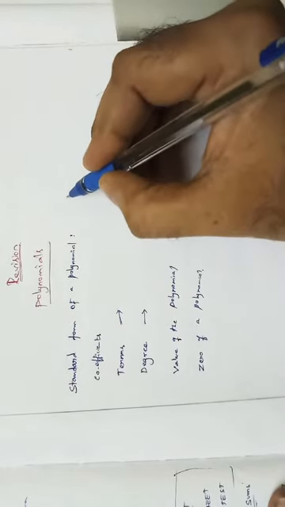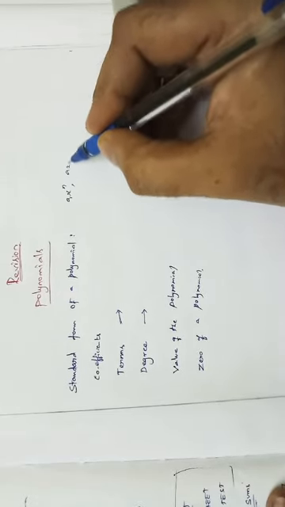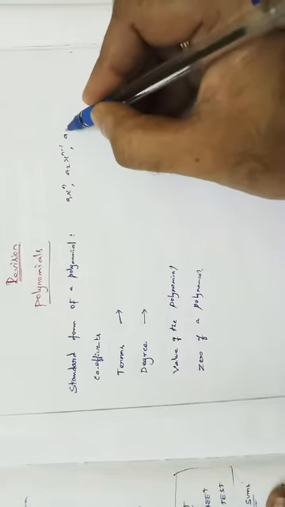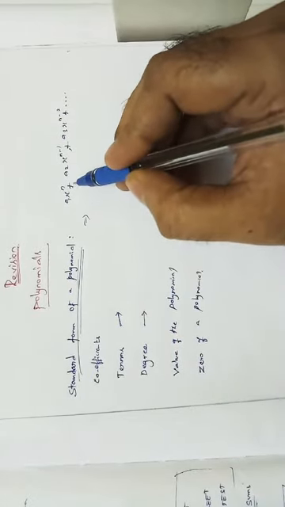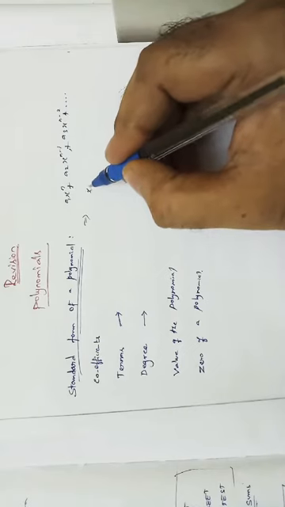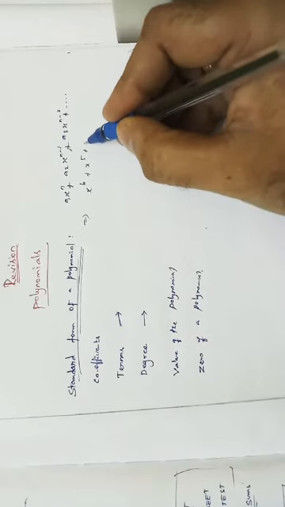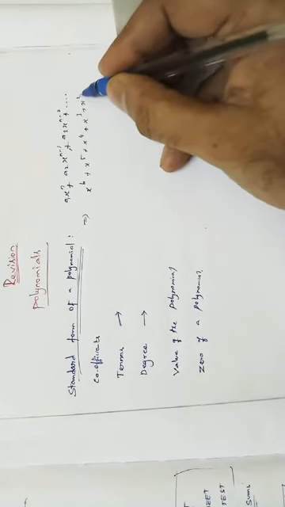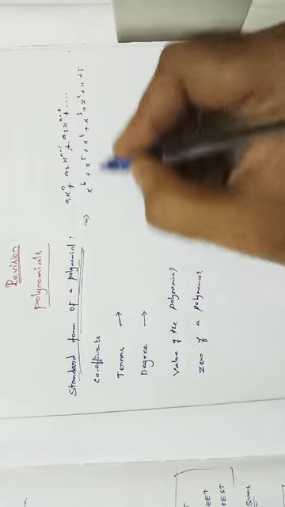The standard form of a polynomial is a0 x^n + a1 x^(n-1) + a2 x^(n-2) and so on. It is nothing but writing the terms in decreasing order of degree. Suppose the highest power is x^6, then the first term should be x^6, next x^5, then x^4, x^3, x^2, x, and finally the constant. That is the standard form of a polynomial: writing the terms in decreasing order of degree.